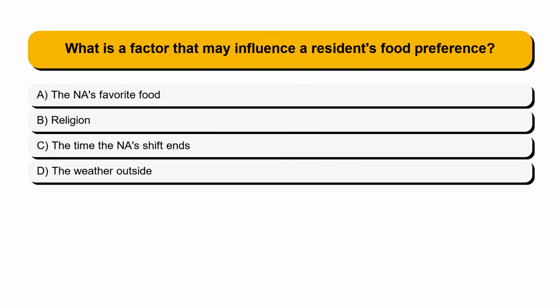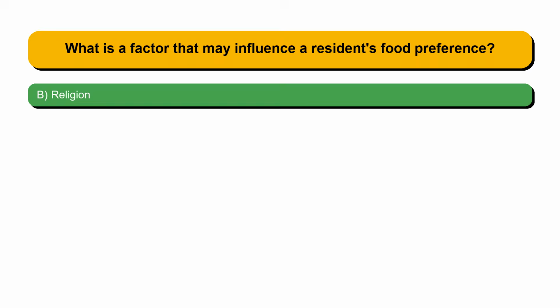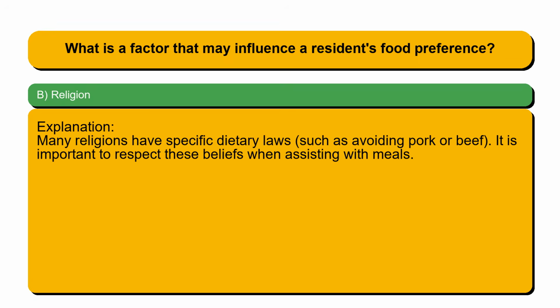Question 57. What is a factor that may influence a resident's food preference? Option A. The NA's favorite food. Option B. Religion. Option C. The time the NA's shift ends. Option D. The weather outside. The correct answer is option B. Religion. Many religions have specific dietary laws, such as avoiding pork or beef. It is important to respect these beliefs when assisting with meals.